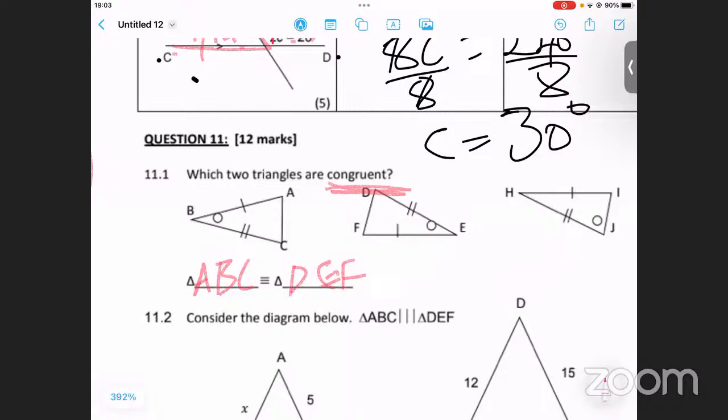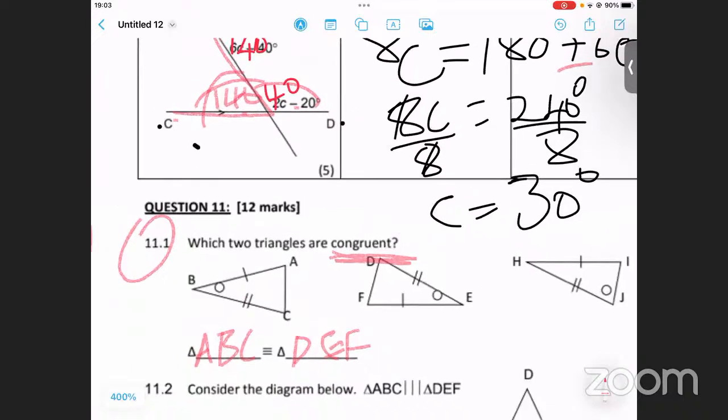Ma'am, do you mean for like the second one? For this one. Ma'am, the second triangle or the first one? This one, the first one, this one. Oh, okay.